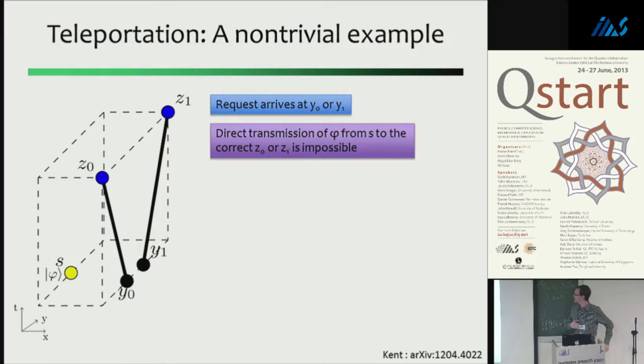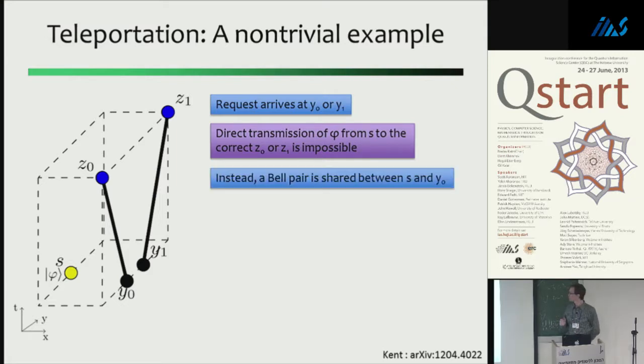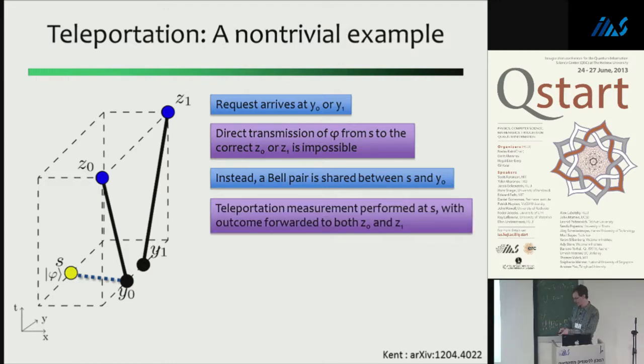And this example is specifically designed so that direct transmission is impossible. And you might look at it and think, well, can this be done at all? And it turns out that it's not too hard to succeed, but you have to exploit teleportation. And so what you do is you share an EPR pair between this space-time point S and, say, Y0. And so now there are three particles involved, two of them located at the space-time point S. And then you initiate teleportation at the point S.